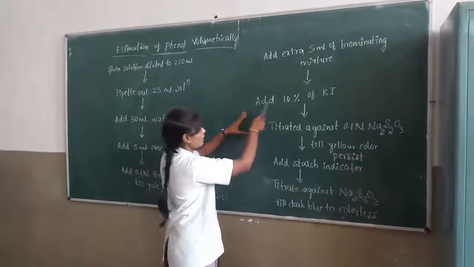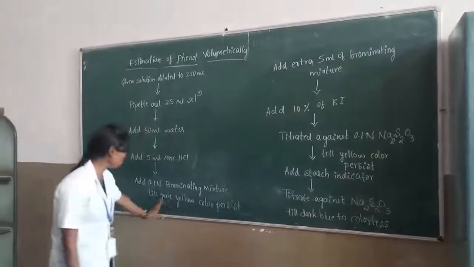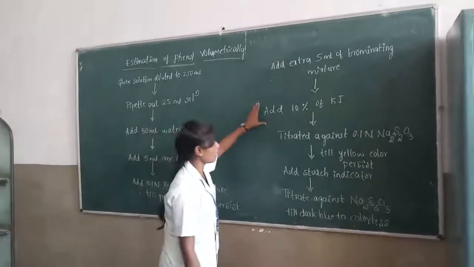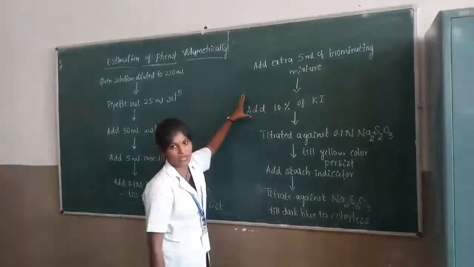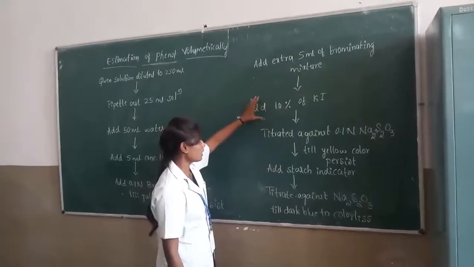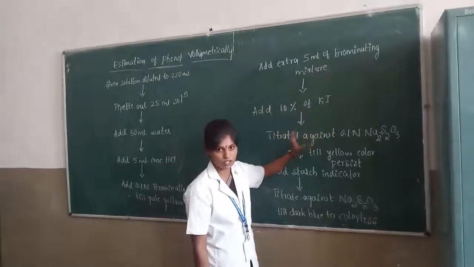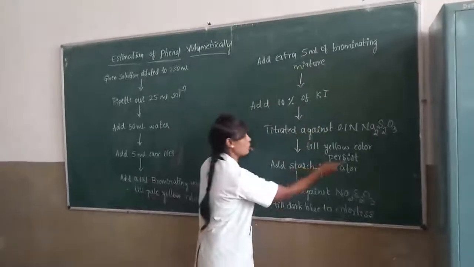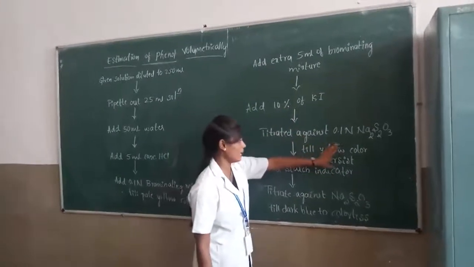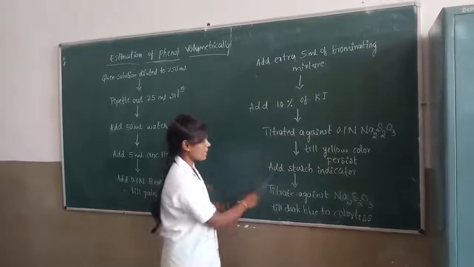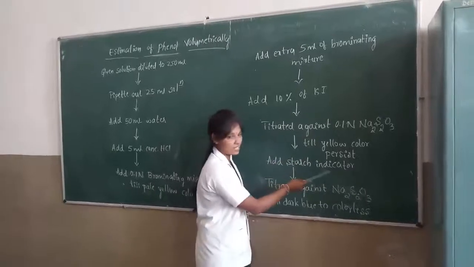Whenever we add brominating mixture, the color will be colorless to pale yellow. After we add 10% KI solution to that solution, the color will change from pale yellow to reddish brown. That solution is immediately titrated against 0.1 normal sodium thiosulfate solution till pale yellow color persists, meaning reddish brown color is converted into pale yellow color. After that we add starch indicator, and the pale yellow color is converted into dark blue color.